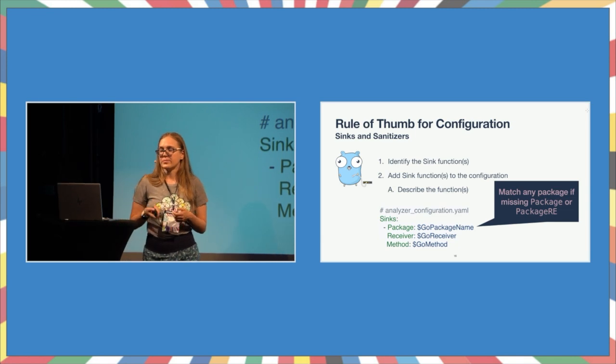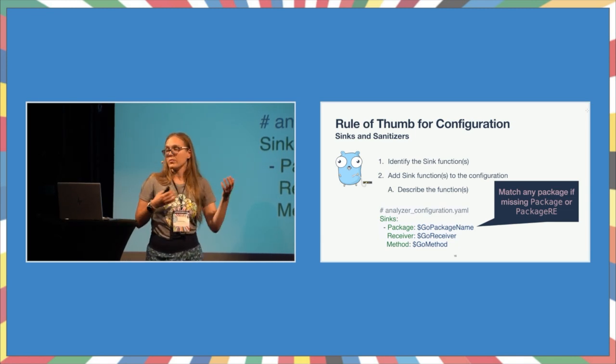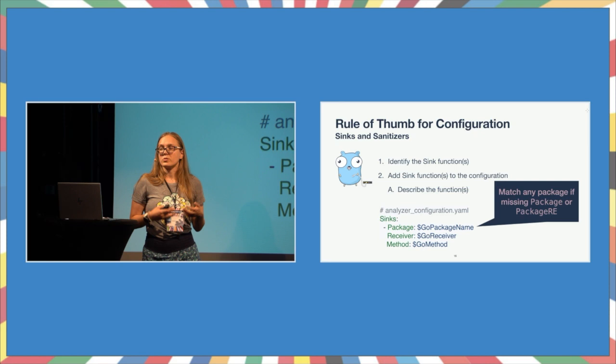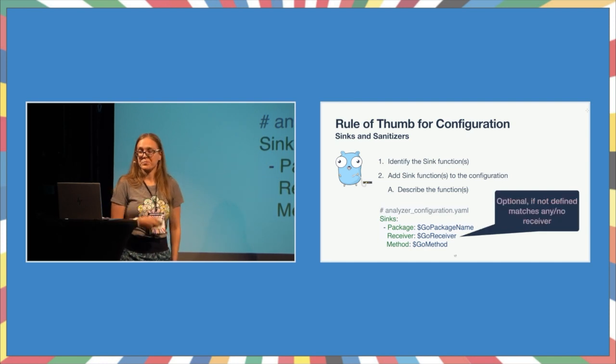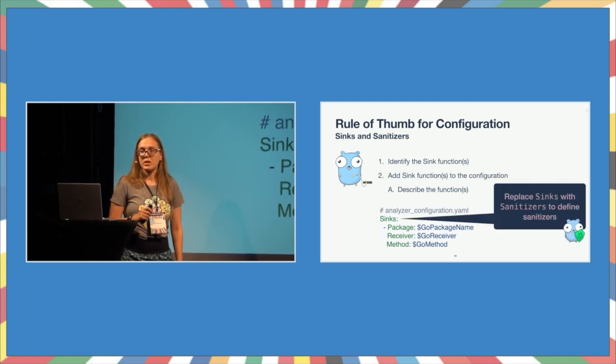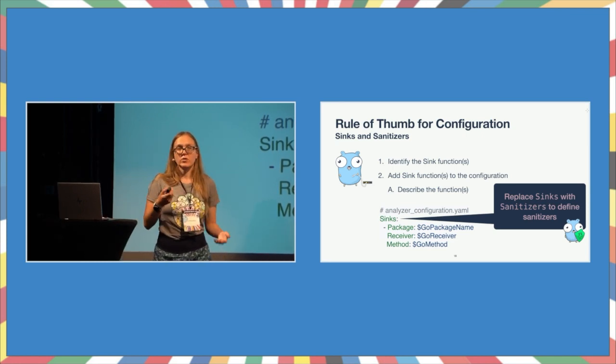You can omit the package if you want to match any package which exists and has a method or a receiver of the method. If you omit the receiver, it matches any or no receiver of the function. Now I just talked about sinks. For sanitizers, you have to follow the same recipe and just replace sinks with sanitizers and look for sanitizer functions.